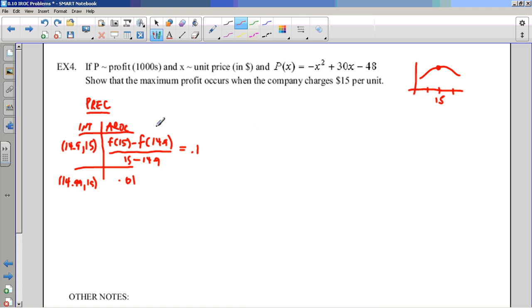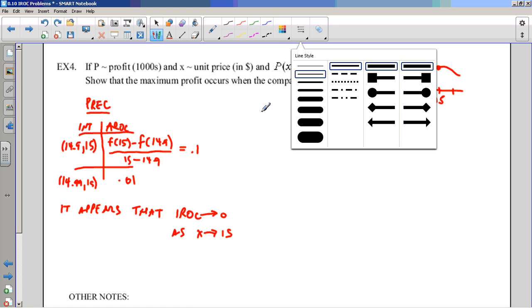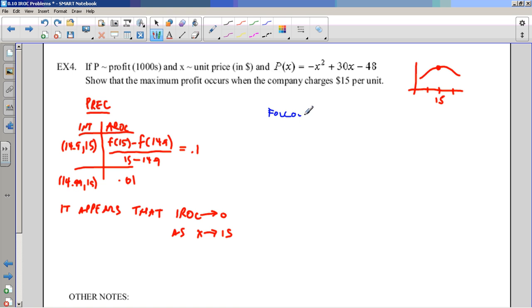And once you show one calculation, that's dandy. So notice from this calculation alone, I could say it appears that the IROC is approaching 0 as x approaches 15. That's just from that calculation. And then notice that we can do the same calculation from the following interval. Following interval would be values a little bit to the right of x equals 15.